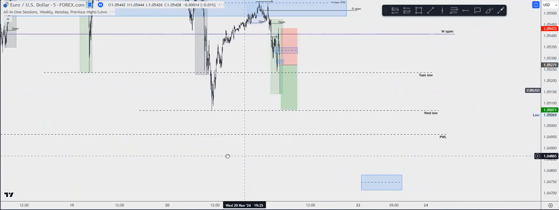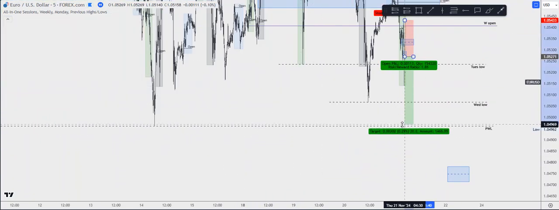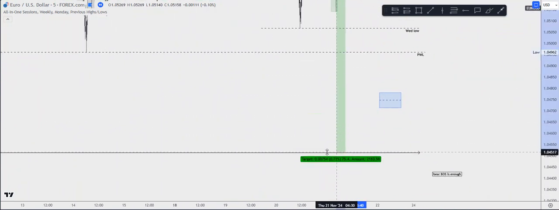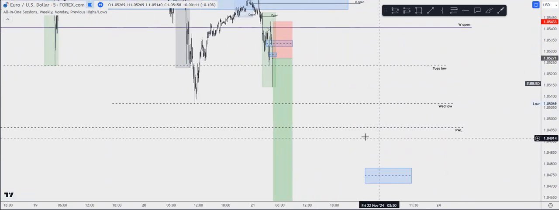First target, Wednesday's low. Second target, previous weekly low. And third target could be this monthly low, not to mention these ones. Obviously, we're just talking about one day.